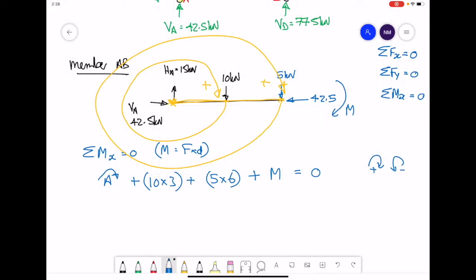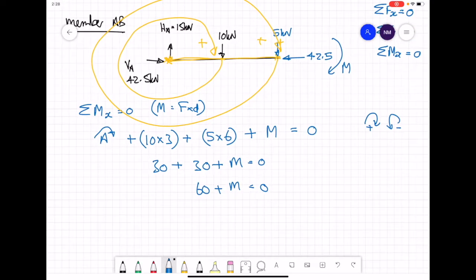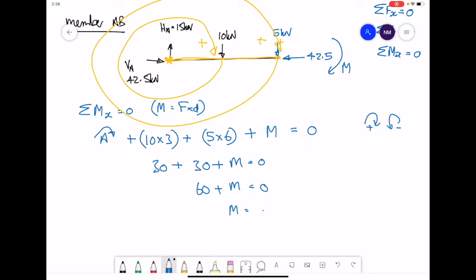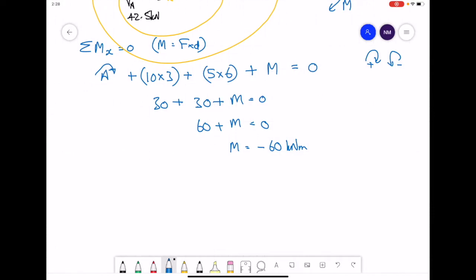Work this through, so you have 30 plus 30 plus M equals 0. So 60 plus M equals 0, or M is equal to minus 60 kilonewton meters. Now, before we start to draw our bending moment diagram and shear force diagram for our first member, we're going to redraw this member again and put on our values.